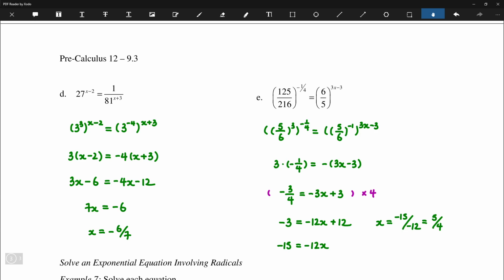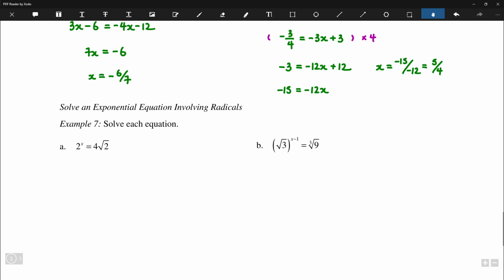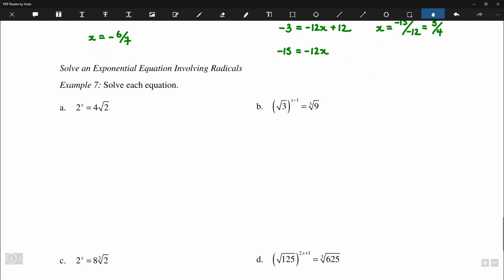Okay, so the only other kind of question that really appears in this section are the ones that involve radicals of some kind. And the idea, of course, is to rewrite radicals in their exponential form in order to complete these questions. So let's look at the first one of these.